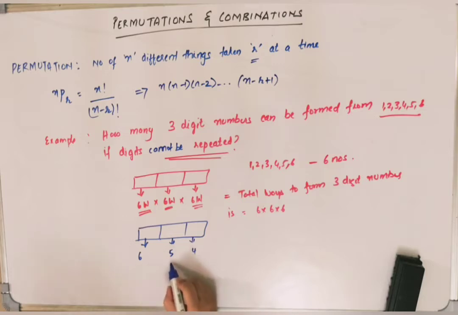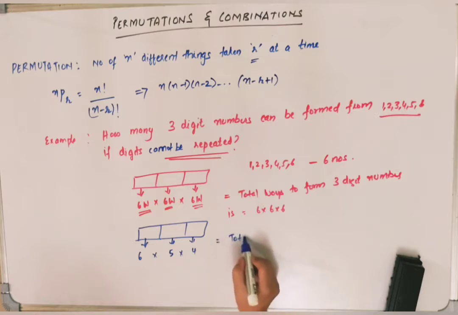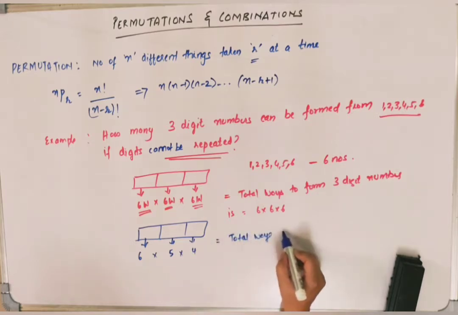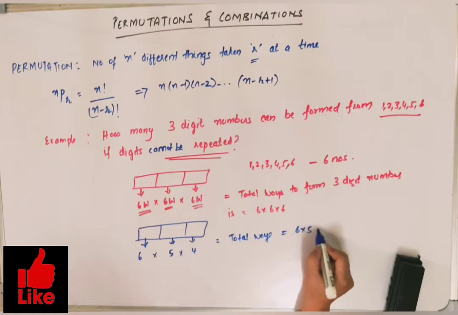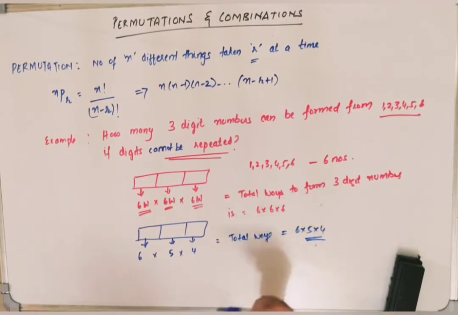So 5 ways of choosing, 4 ways of choosing, and 6 ways of choosing. I multiply all of this. What do I get? Total ways is 6 into 5 into 4. This is without repetition. This is with repetition.